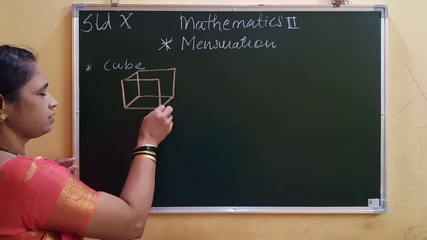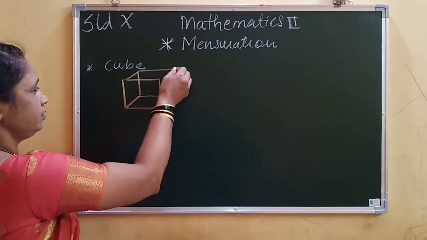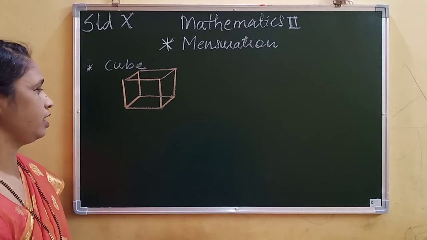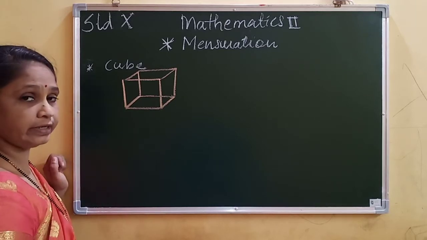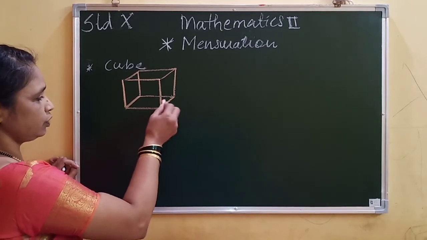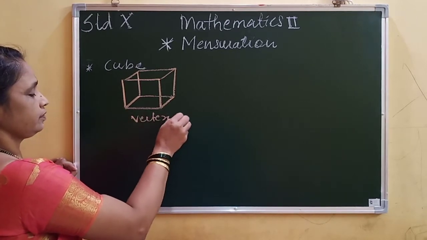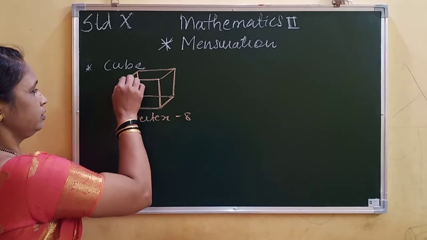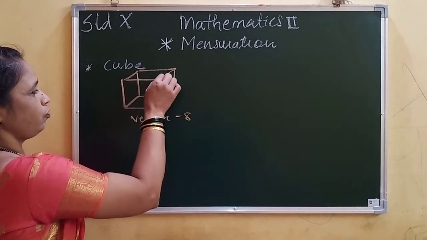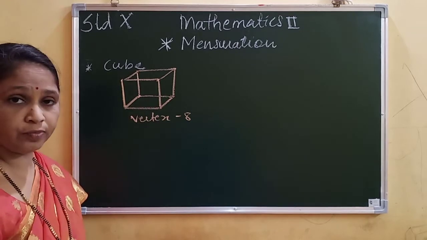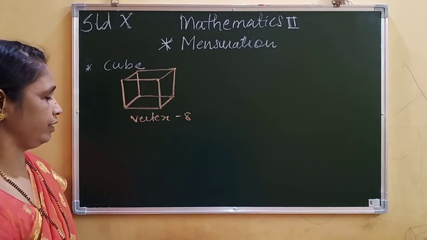Now let's first learn about the different components of the cube. Here you have the vertex. How many vertices does a cube have? 8 vertices. See, 1, 2, 3, 4, 5, 6, 7 and 8. A cube has 8 vertices.